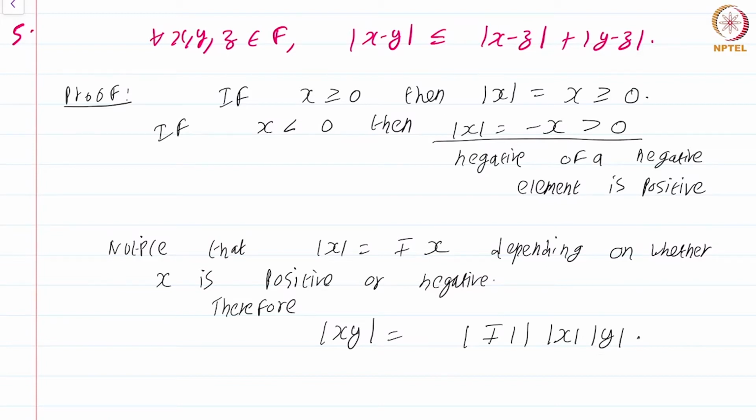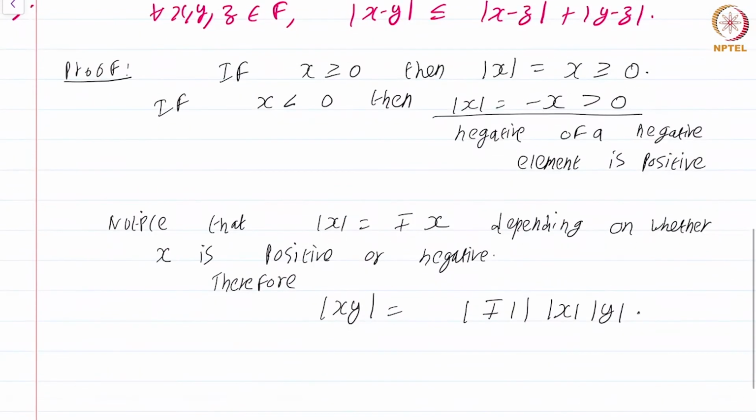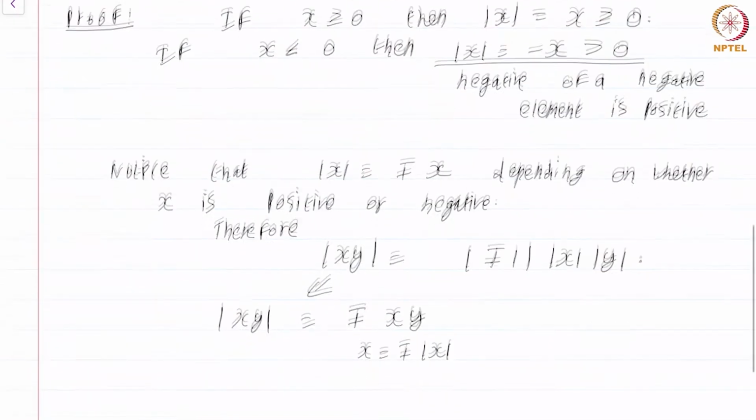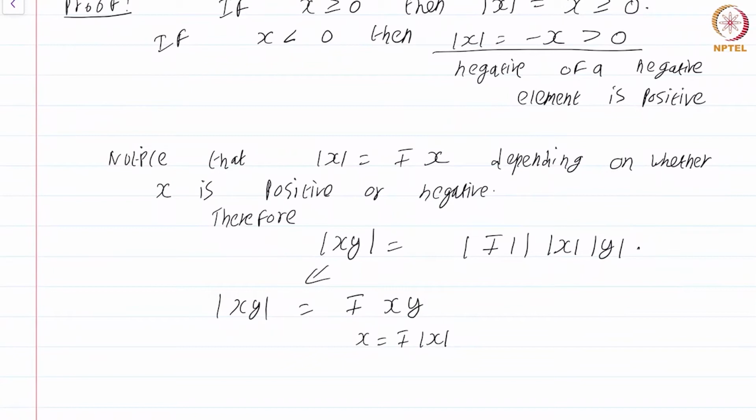How did I get this? Well, it's got to be that mod xy has to be plus or minus xy. Okay? And we already know that x is going to be plus or minus mod x. I'm just reversing the role. Mod x is plus or minus x, therefore x has to be plus or minus mod x. Similarly, y has to be plus or minus mod y.